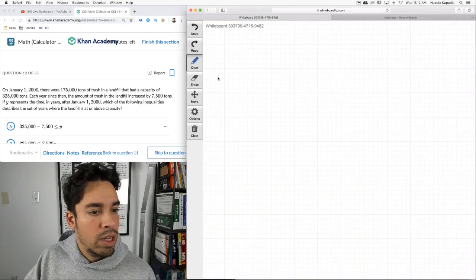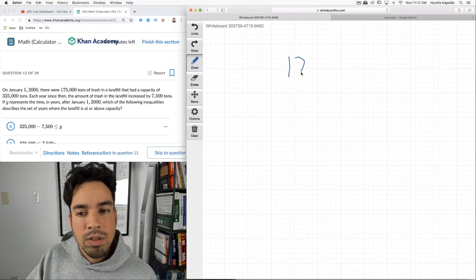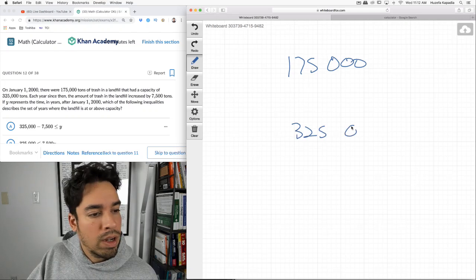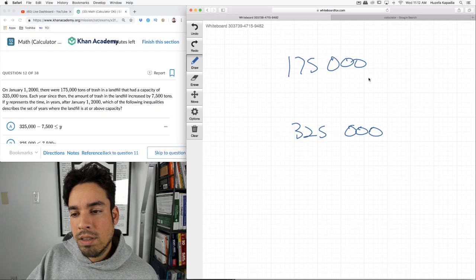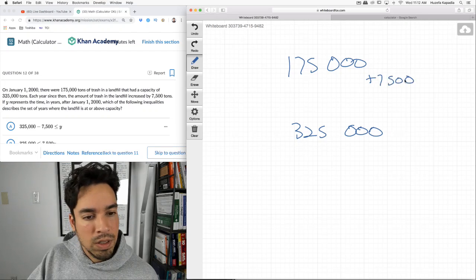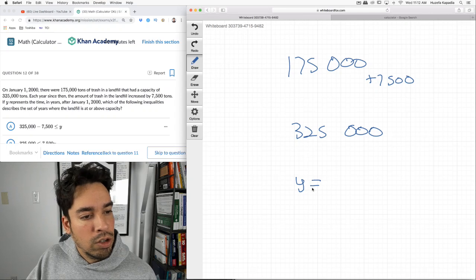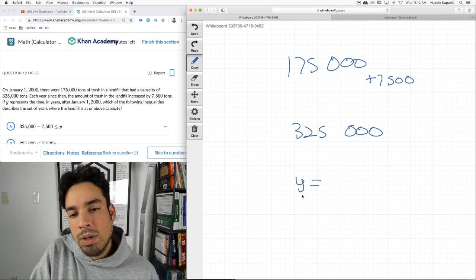On January 1st, 2000, there were 175,000 tons of trash in a landfill that had a capacity of 325,000. Each year since then, the amount of trash increased by 7,500. If Y represents time in years since January 1st, 2000, which of the following inequalities describes the set of years where the landfill is at or above capacity?